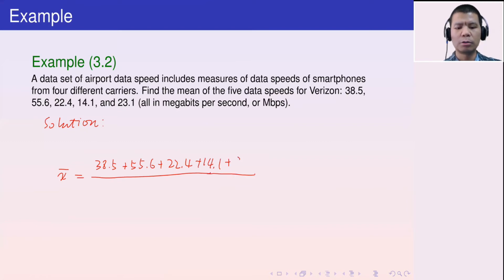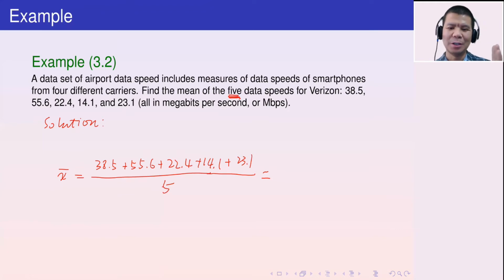plus 23.1. So that is going to be the summation of all the values in the data set. Now, divide by the number of values. How many values are there? So we know that there are 5 such values, right? So divide by 5. Now, using the calculator, what did you find? And be careful, how many decimal places do we need to carry for this one?